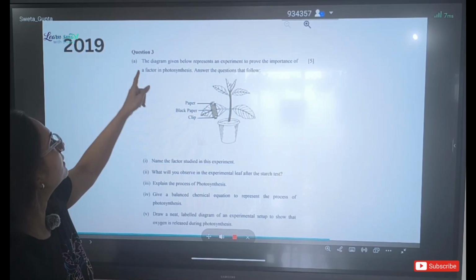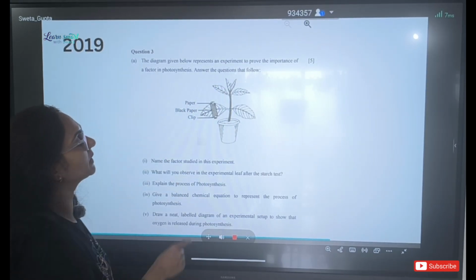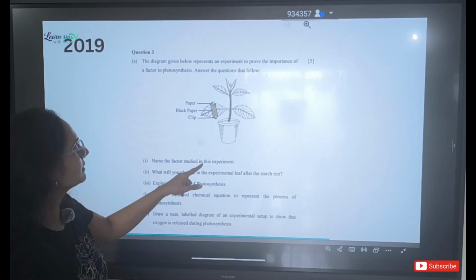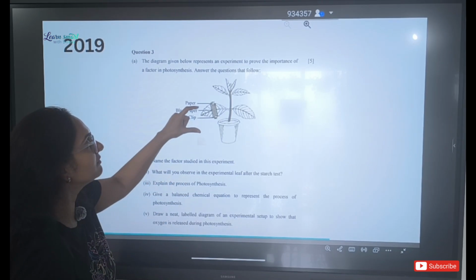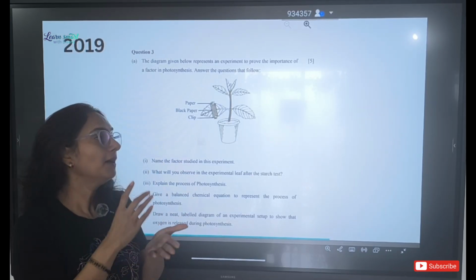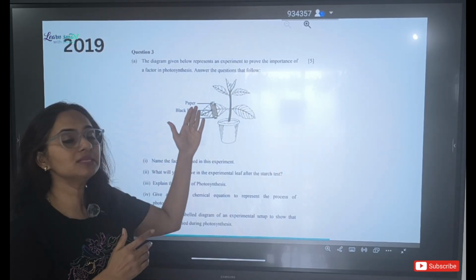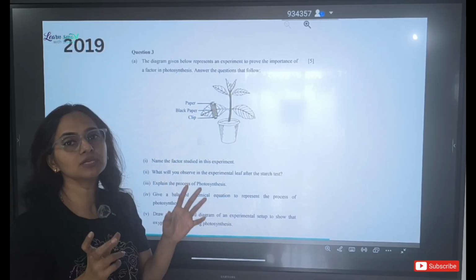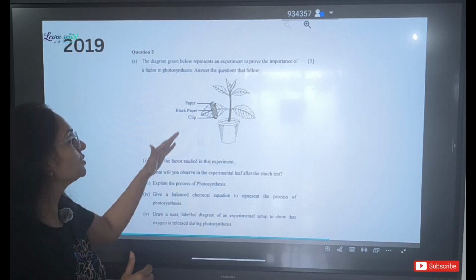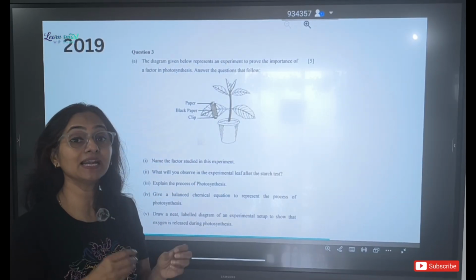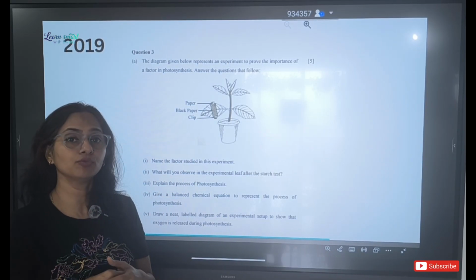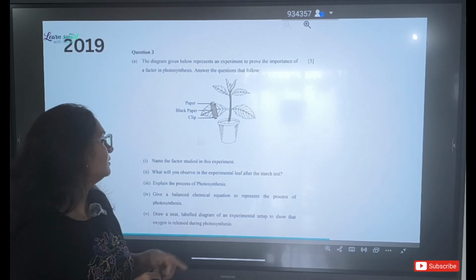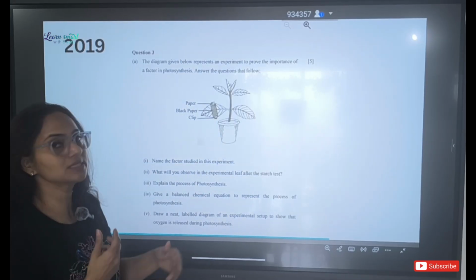Look again, here the diagram given below represents an experiment to prove the importance of a factor in photosynthesis. Name the factor studied in this experiment. So see, we are covering a part of the leaf with black paper, which means that part will not get any light and photosynthesis will not happen in that part. So here the factor that we are studying is that light is required for photosynthesis. Light is important for photosynthesis. That will be the answer to the first question.